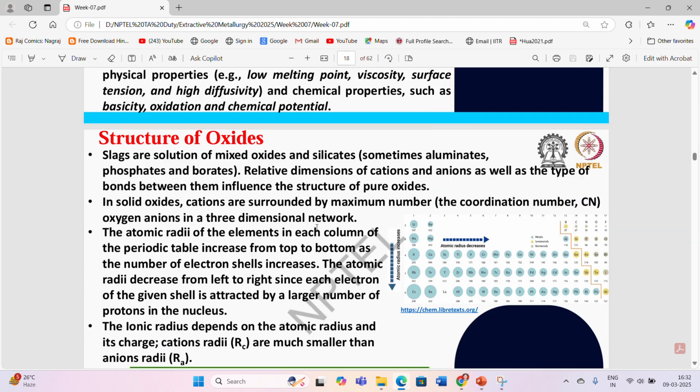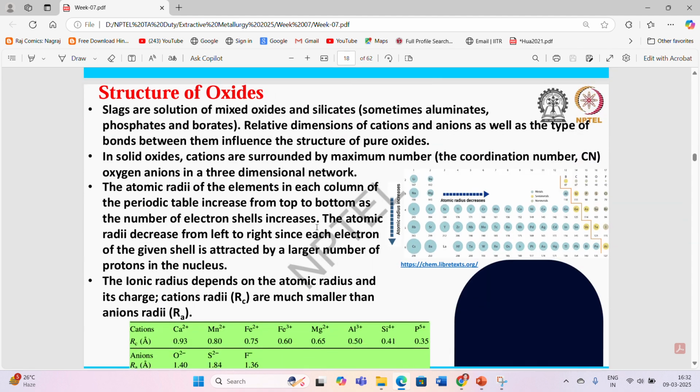Okay. So, structure of oxides, generally these slags contain oxide material. Slags are solutions of mixed oxides and silicates. Sometimes aluminates, phosphates, and borates are also present there. And the relative dimension of cations and anions as well as the type of bonds between them influence the structure of pure oxides.